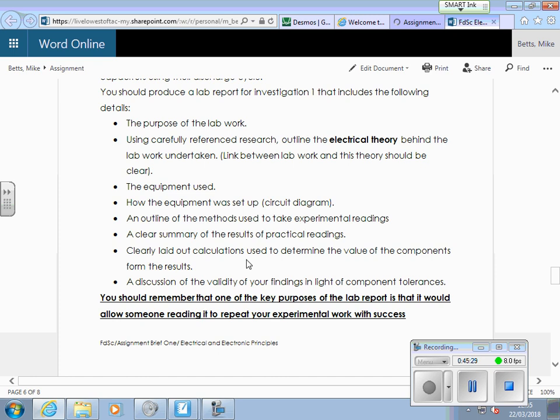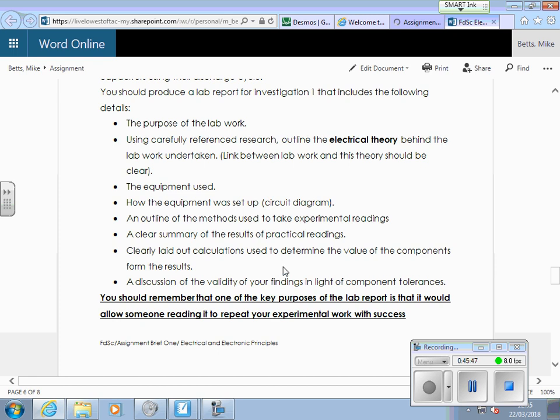Clearly laid out calculations that you've used to determine the value of the components from the results. So you need to show calculations. In this case, there's not very many, so you'll show all of them in one place.